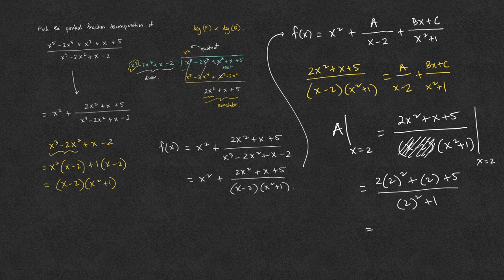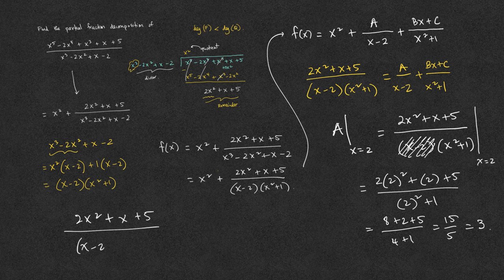2 squared is 4, 4 times 2 is 8, 8 plus 2 plus 5 over 4 plus 1. And this is 15 over 5 or 3. And so a equals 3. We then update the partial fraction decomposition form. (2x squared plus x plus 5) over (x minus 2)(x squared plus 1) equals a over x minus 2, but we found a equals 3, plus (bx plus c) over x squared plus 1.